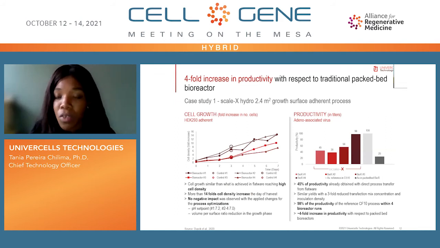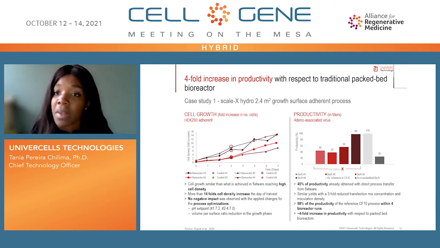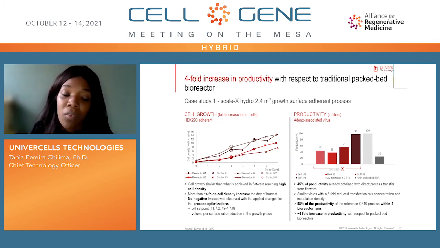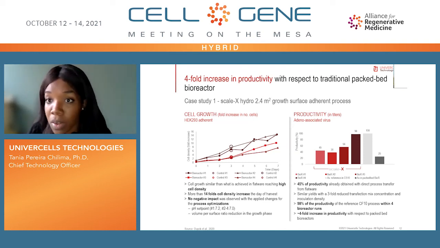On the results of the first case study, we used 4 bioreactors, and with each one of the 4 bioreactors, we made changes to the process, ranging from seeding density, transfection density, lysis regimen, and also the volume of media needed for the cell growth. What we saw is that the cell growth profile was the same as the one in the control T flask.